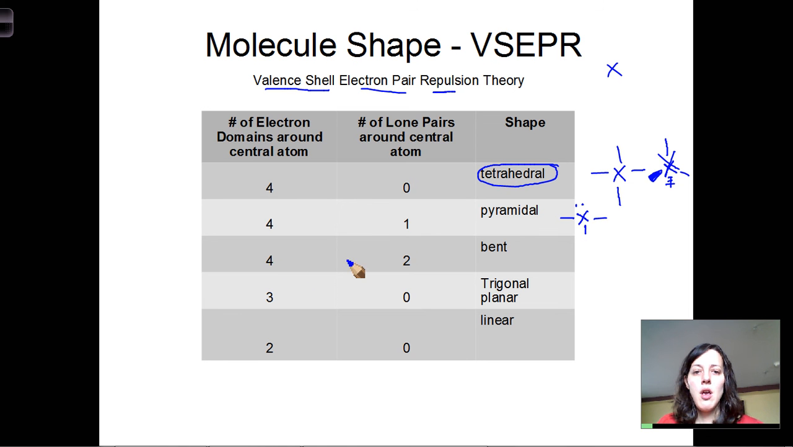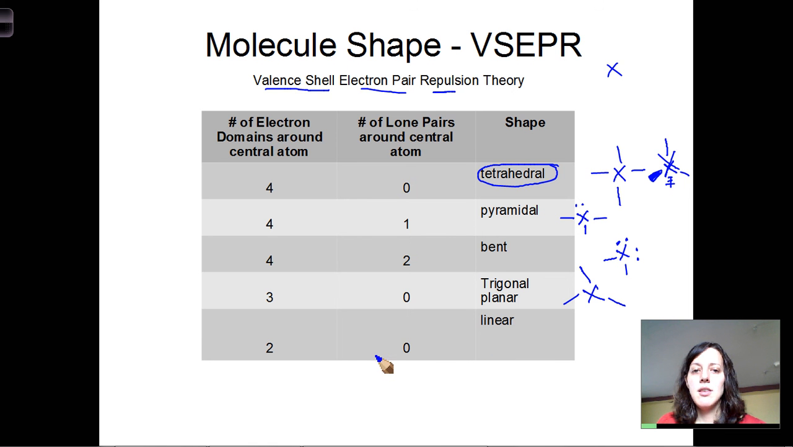For a bent shape, we need to have 2 lone pairs and 2 bonded pairs. So if you have a molecule that looked something like that for your Lewis structure, here we have 1, 2, 3, 4 areas of electron domains, and 2 of them are lone pairs, that molecule would be bent. Trigonal planar, you have 3 electron domains and 0 lone pairs, so that tells you that you have 3 bonds around that central atom. So you would just have something that looked like this, and that would end up with a trigonal planar shape.